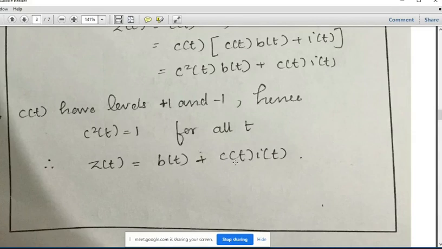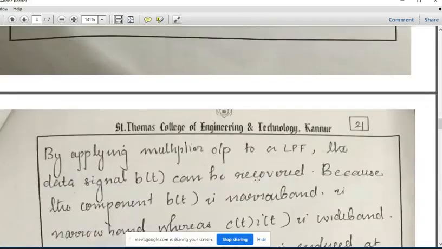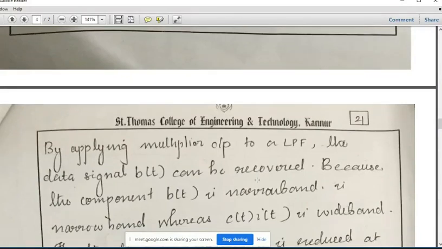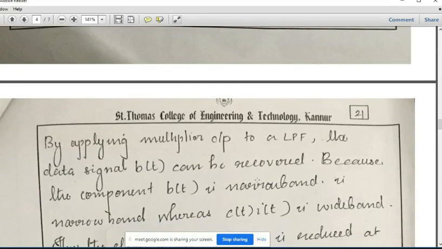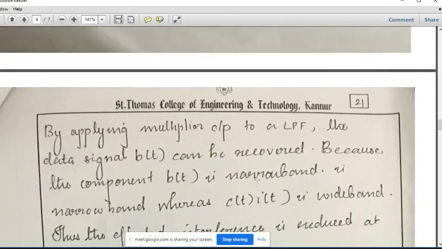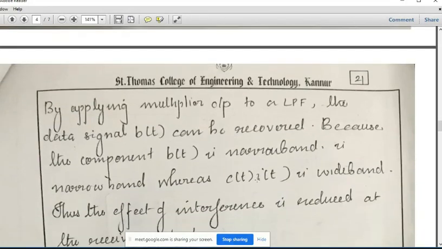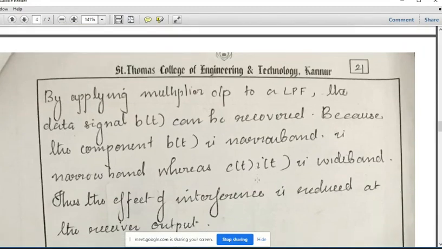This C of t, the wide band signal, will be rejected, or cannot pass through the low pass filter. So Z of t is equal to B of t plus C of t into I of t, and by applying this multiplier output to a low pass filter, the data signal B of t can be recovered because the component B of t is a narrow band signal, whereas C of t into I of t is a wide band. Thus, the effect of interference is reduced at the receiver output.